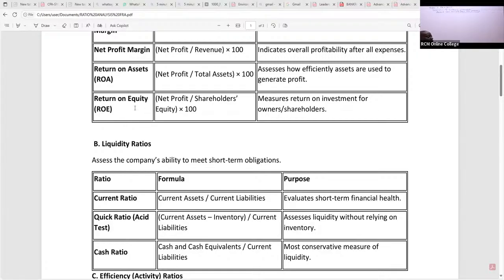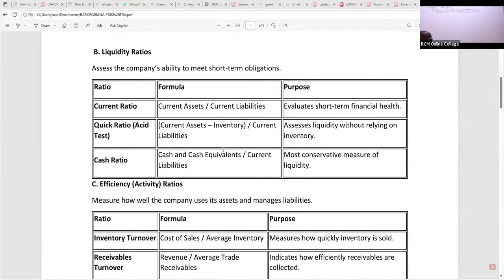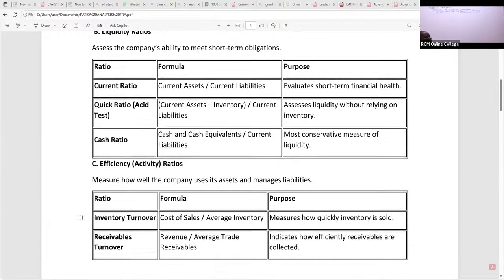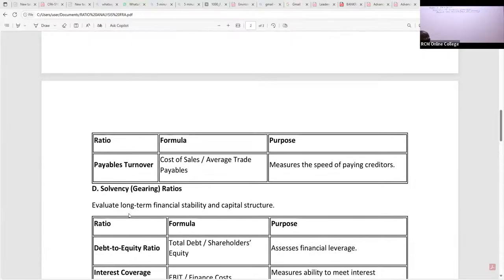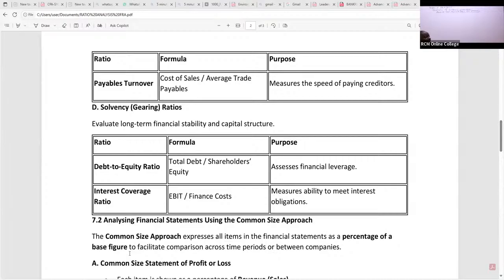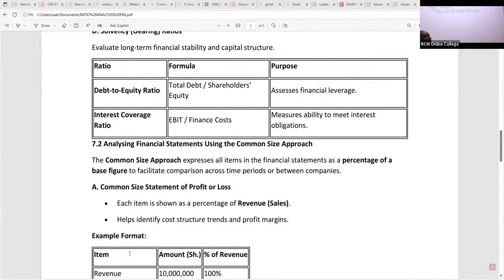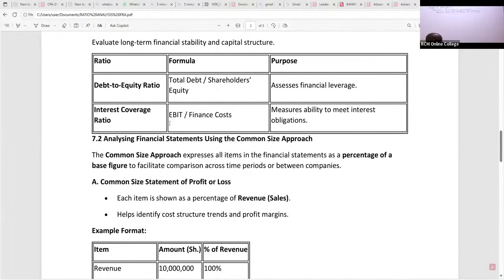Great. Then we go to what we are calling efficiency ratio. You'll be able to see this in inventory turnover, etc. As I do a question, it will be easier for me to explain this. We have the solvency ratios, the gearing ratios. These have everything to do with debt. Whenever you hear of a solvency or gearing ratios, we shall be talking about debt, things like interest, etc. Then we have what we are calling 7.2, analyzing financial statements using the common size approach.